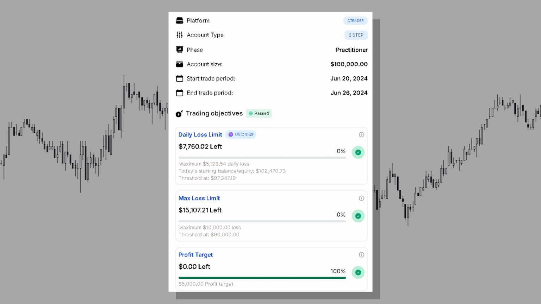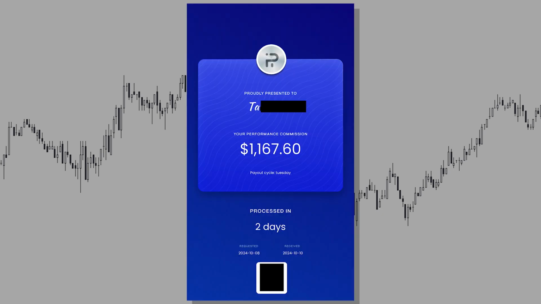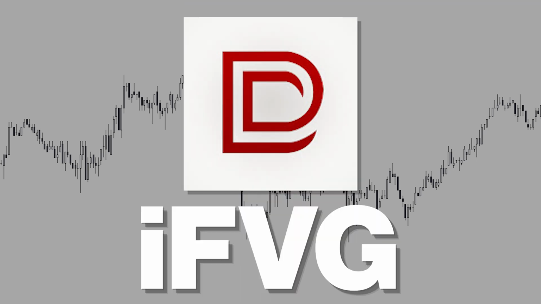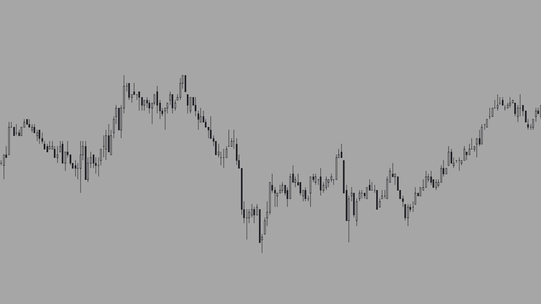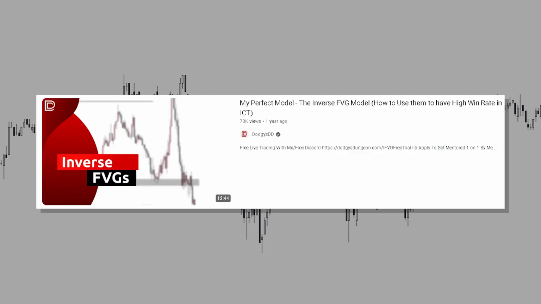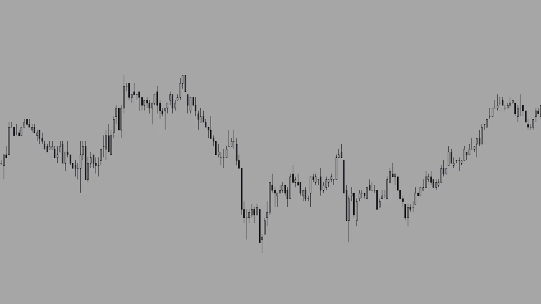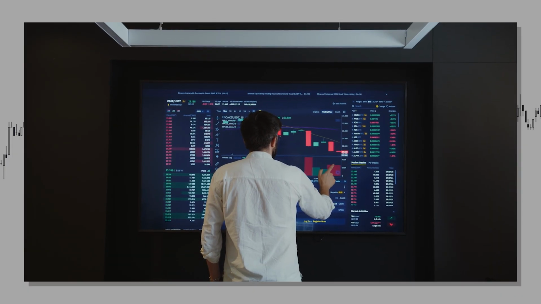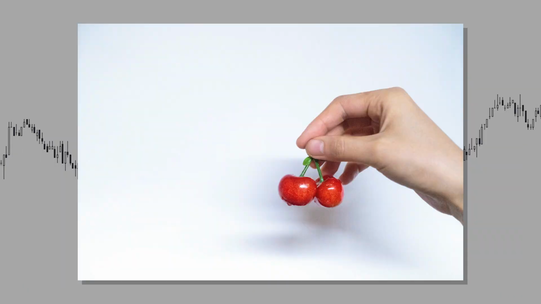The model that I used to pass my first evaluation account and get a payout is Dodge's iFVG model. I'm only going to give a brief explanation of the model because Dodge already has a video on it. So this video will mostly be focused on how I would approach the charts using the model. I'll be cherry picking an example for this video just for the sake of demonstration.